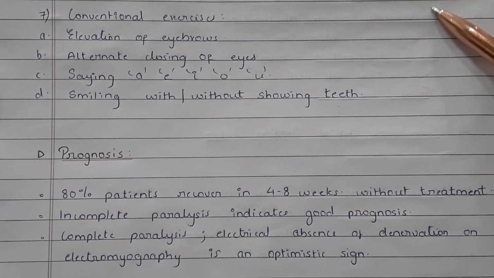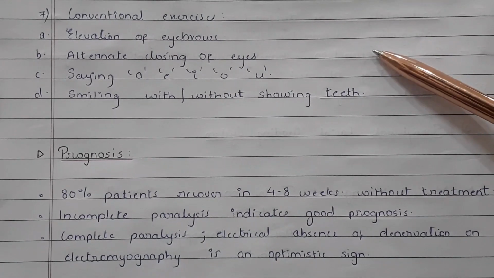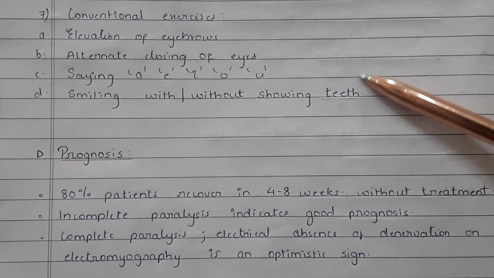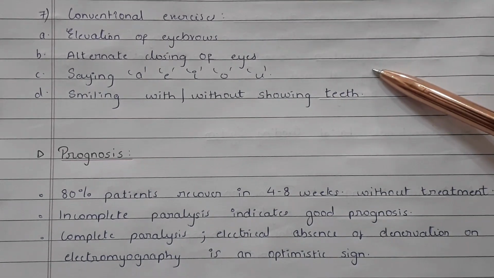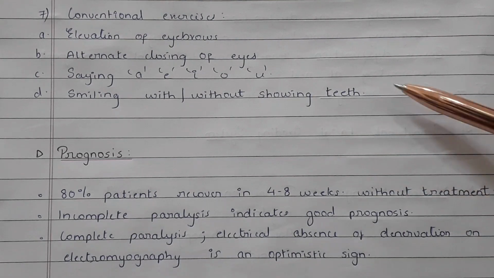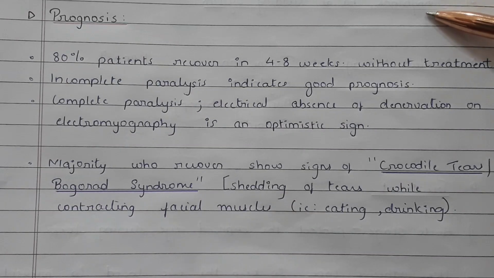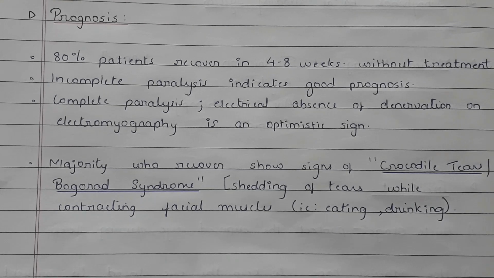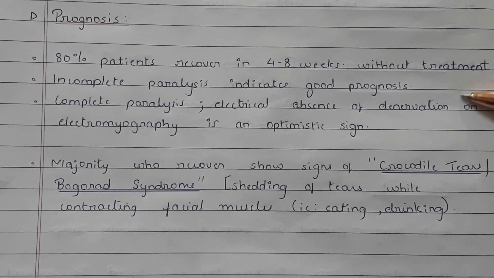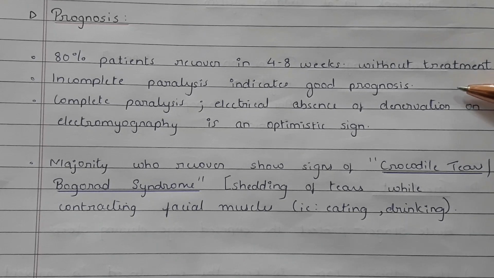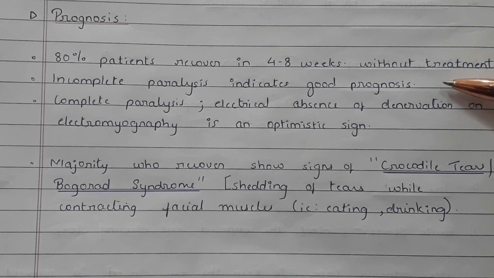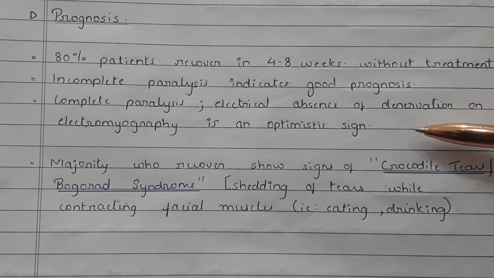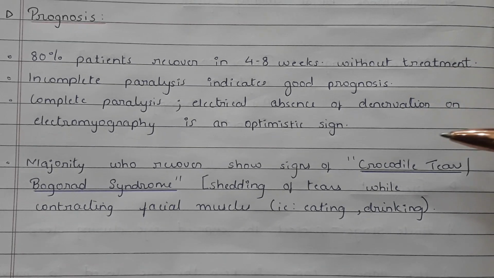Conventional exercises include elevation of the eyebrows, alternate closing of the eyes, saying A, E, I, O, U, smiling with or without showing teeth. Prognosis of Bell's palsy: 80% patients recover in 4 to 8 weeks without treatment. Incomplete paralysis indicates good prognosis. In complete paralysis, the absence of electrical denervation on electromyography is an optimistic sign.